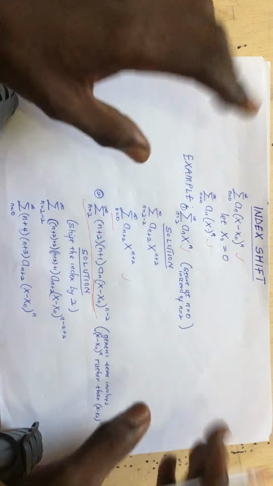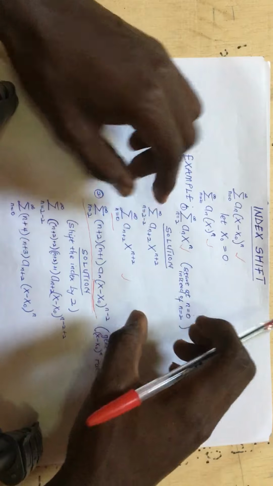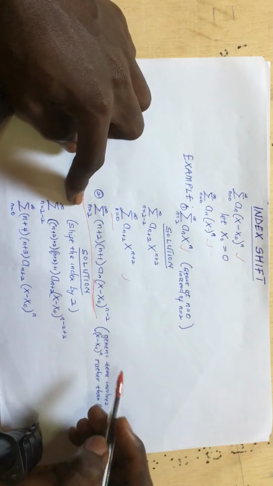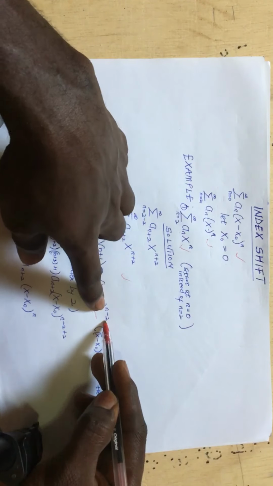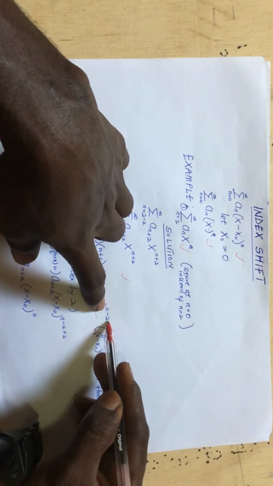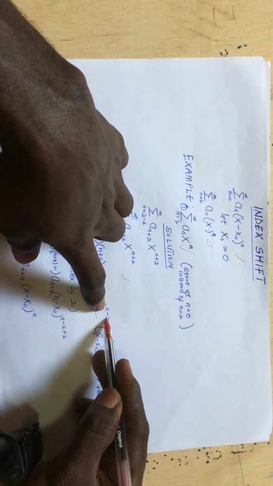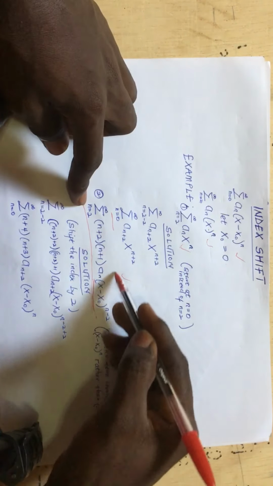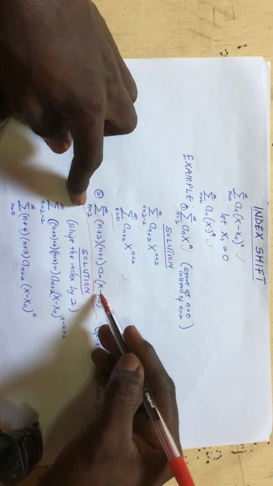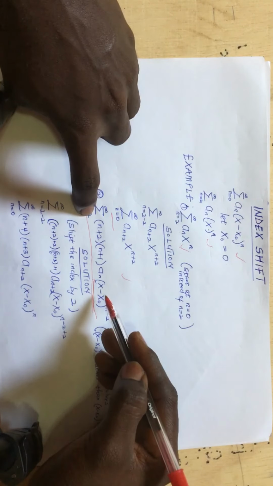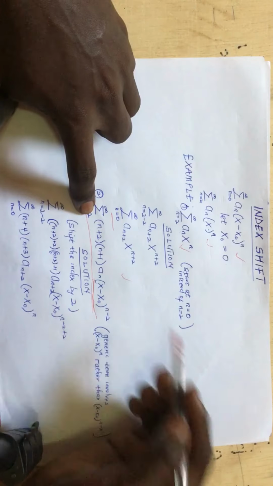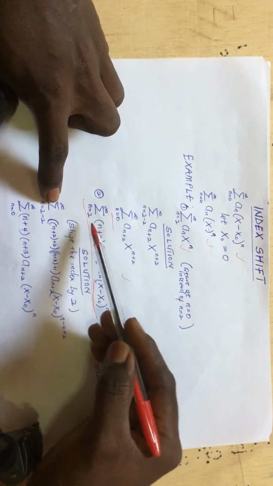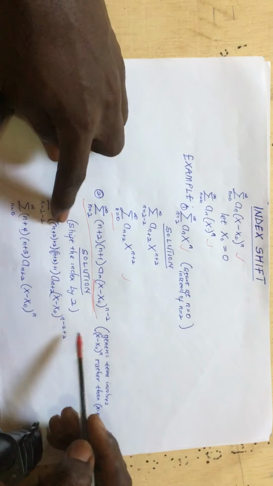We are going to use the same idea here. We have to start from n, so when we add 2, it will become 0. And don't forget, when we add 2 in the series, we subtract from the index. That means we are going to shift the index by 2.